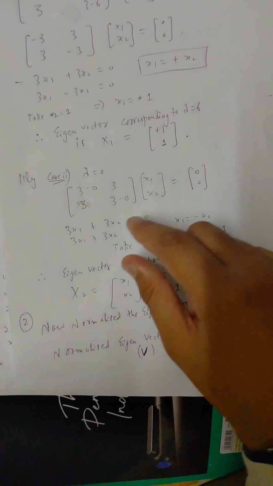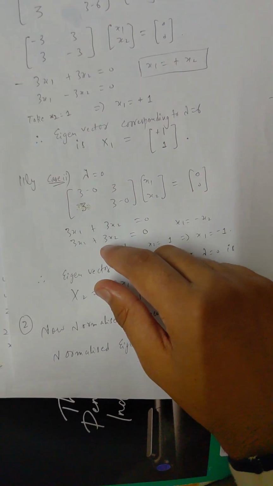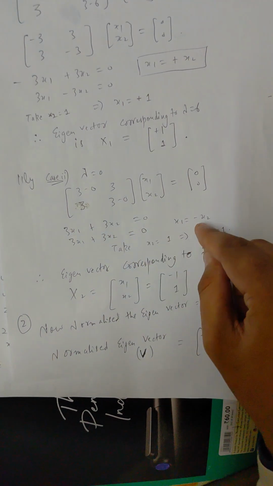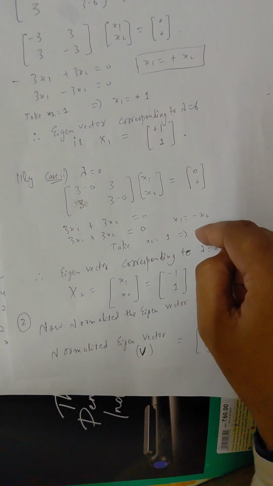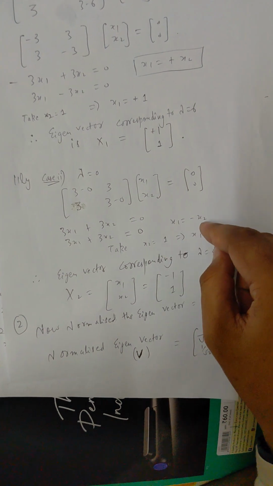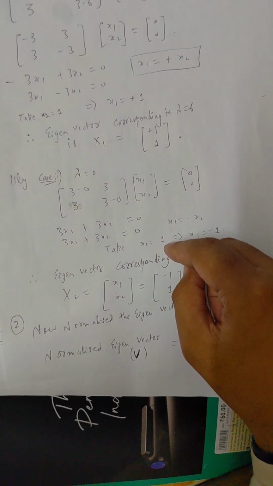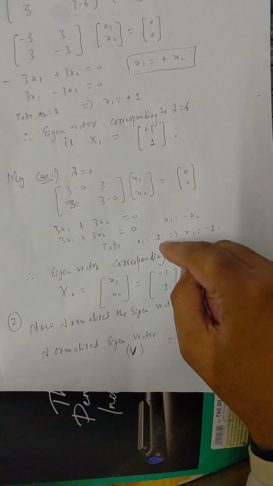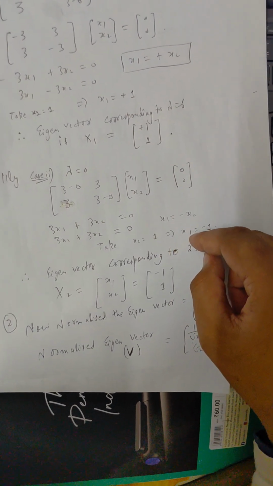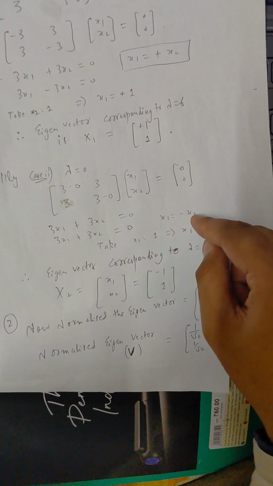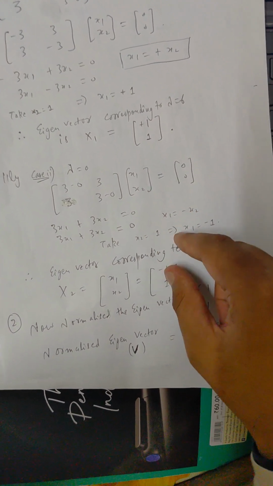So what we will do here, when you equate x1 and x2, you will get x1 is equal to minus x2. You take any one equation, since both the equations are the same. You have to assume any one value. I will assume x2 is equal to 1. Why have I assumed x2 is equal to 1? Because it will make my calculation simple. So I put x2 is equal to 1 and I get x1 is equal to minus 1.